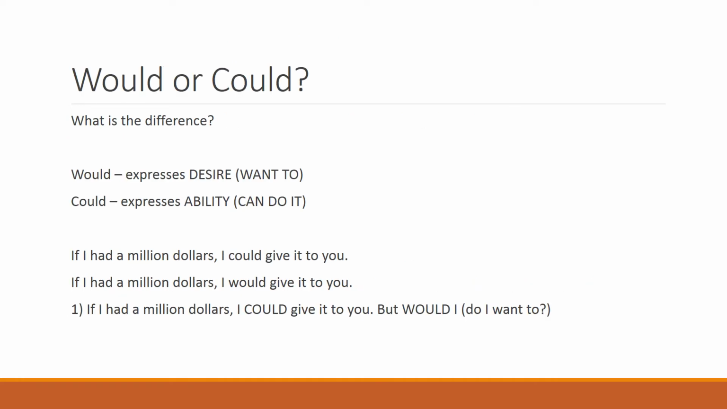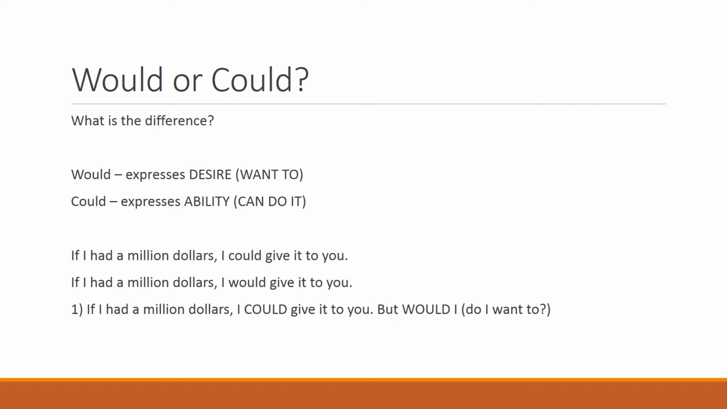So let's talk about the difference between would and could. So would expresses desire, you want to do something. Could expresses ability, you can do it. So let's look at the examples in this example sentence. If I had $1 million, I could give it to you. Or if I had $1 million, I would give it to you. What's the difference between the two?